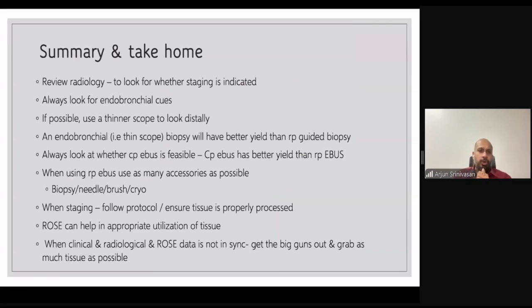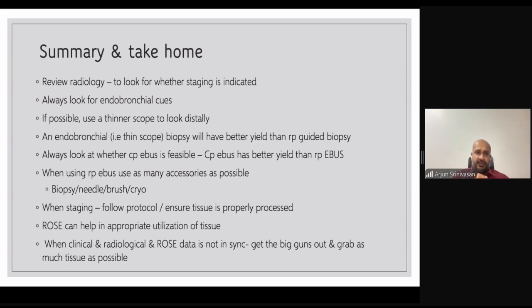So now the summary and take-home is that whenever you're looking at a patient, you have to review the radiology. You have to look at whether staging is indicated and whether staging is a possibility. You also always have to look for endobronchial cues. If the patient has a history of hemoptysis, you might be able to see a trail of blood. This might be possible even if the patient has a very tiny nodule. You can find a trail of blood, or sometimes find a small clot which is sticking out, which can guide you to the appropriate segment.